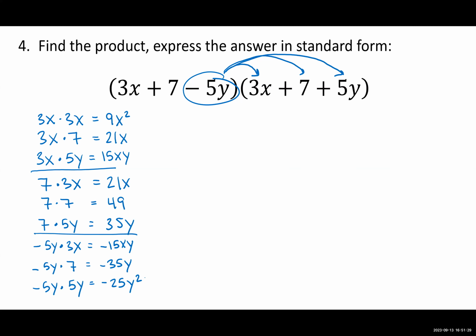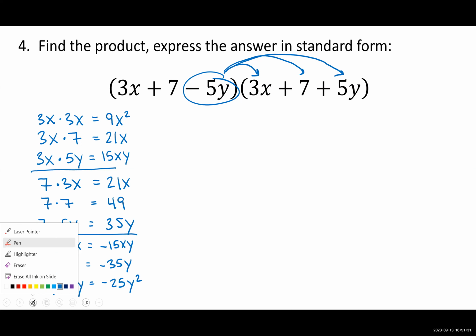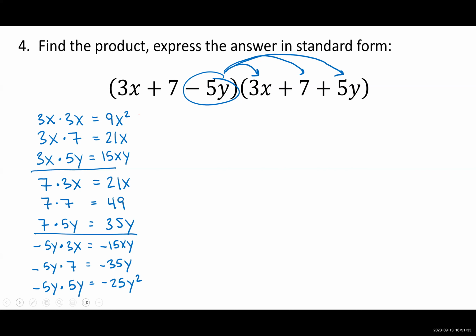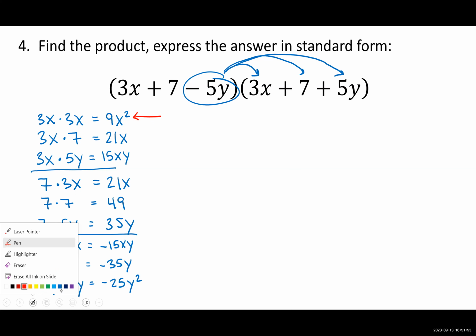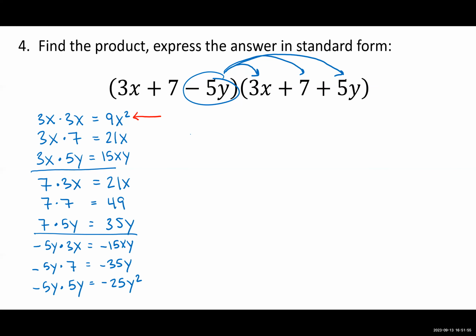So now we have to collect like terms. All right, we have to collect like terms. So I'm seeing an x squared here, and I'm seeing an x squared here. All right, so we have a 9x squared and a negative 25. Oh, no, that's a y squared. Sorry. Nope, it looks like there's only one x squared. So we've got 9x squared.